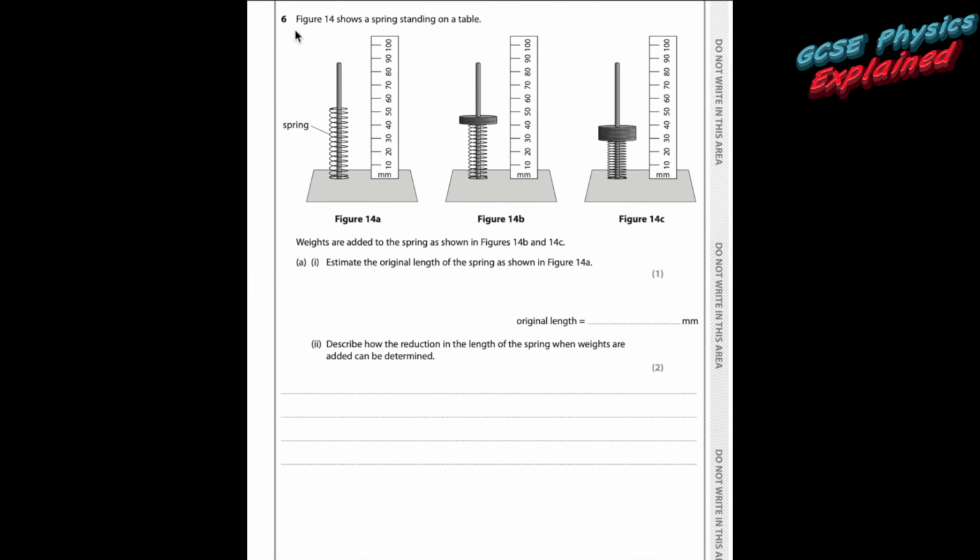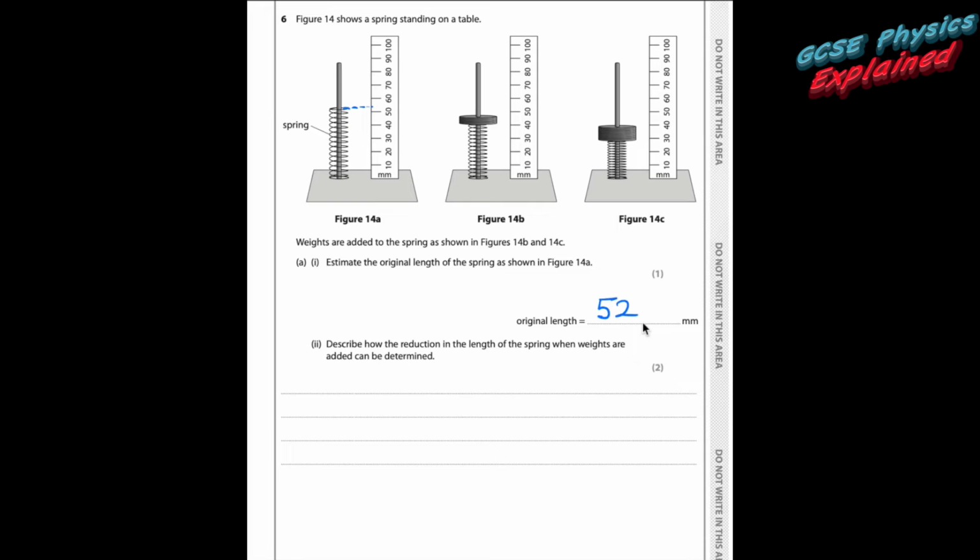Question 6. Figure 14 shows a spring standing on a table. Weights are added to the spring as shown in figures 14b and 14c. Part 1. Estimate the original length of the spring as shown in figure 14a. Right, that looks to be about 52, and that'll be millimetres.